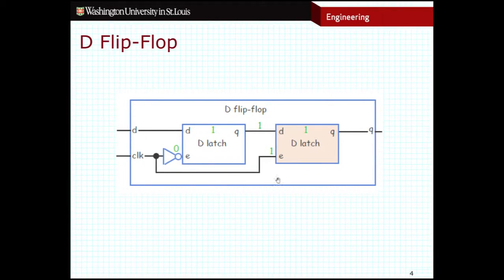So only at the point in time when the clock goes from low to high will this D flip-flop be able to change its value. We call that the rising edge. A D flip-flop always activates on the rising edge, and that's very important.